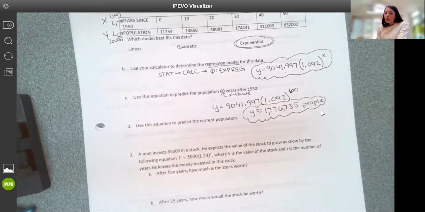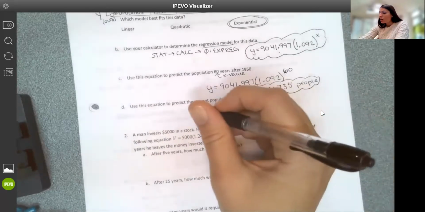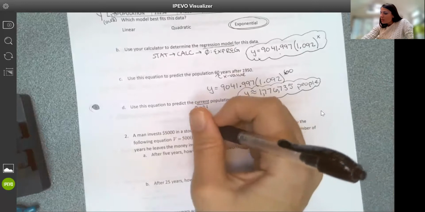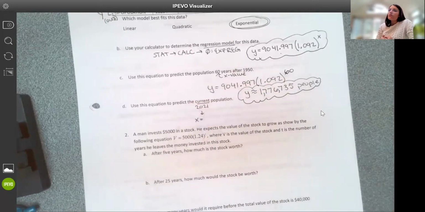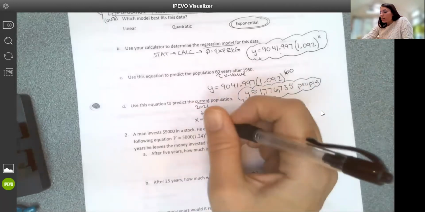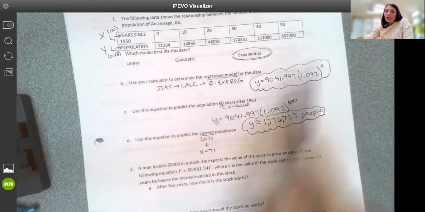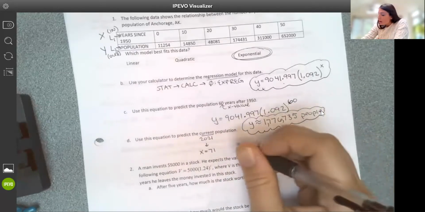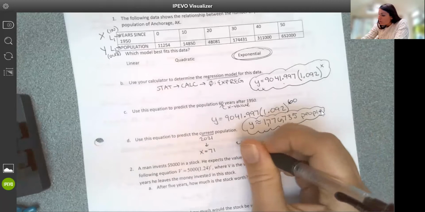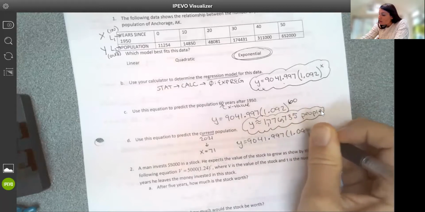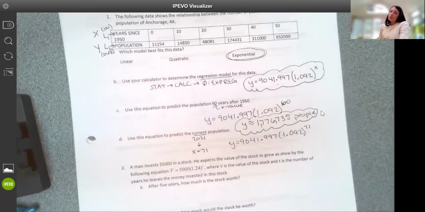And then use this equation to predict the current population. So current would be the year 2021, but we're not going to plug in 2021. That means that my X value, so years since 1950, well, it's 50 years to get to 2000, right? And then 21 more years. So that's going to be 71 years total from 1950, okay? So I have y equals 9,041.997 times 1.092. And now we're going to look, okay, what about 71 years later?